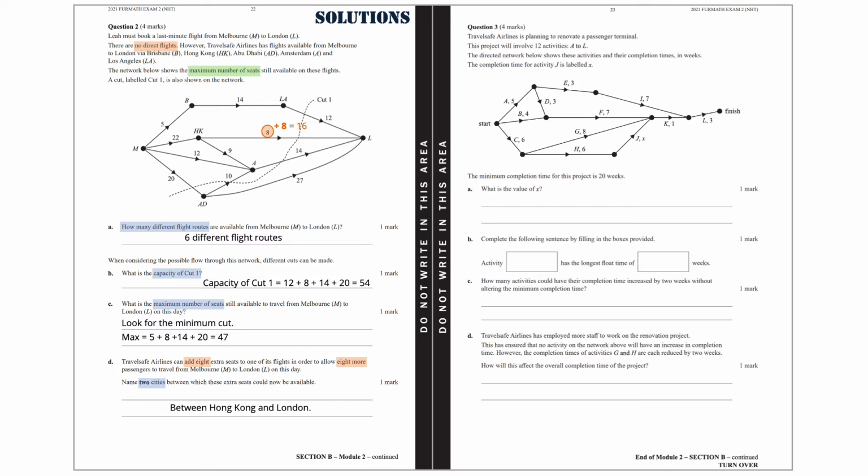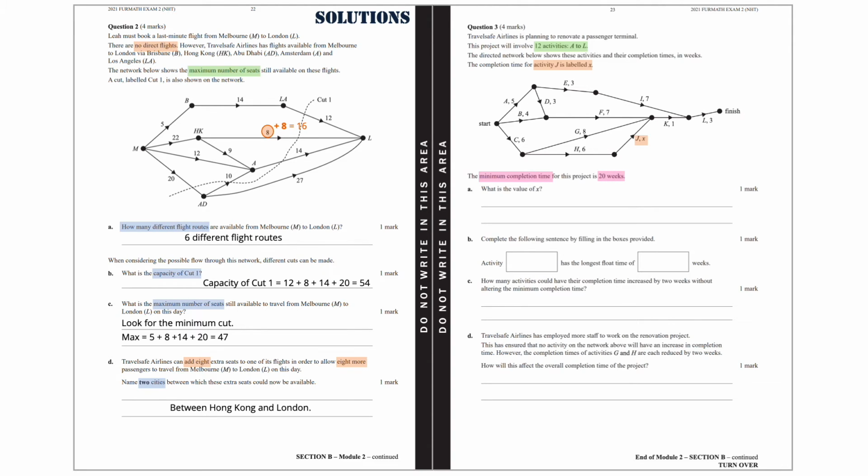Question 3. TravelSafe Airlines is planning to renovate a passenger terminal. This project will involve 12 activities, A to L. The directed network below shows these activities and their completion times in weeks. The completion time for activity J is labeled X. The minimum completion time for this project is 20 weeks.